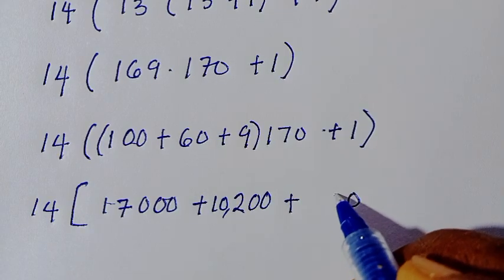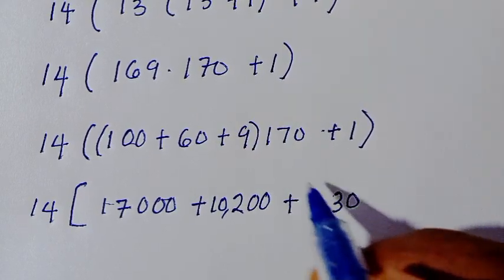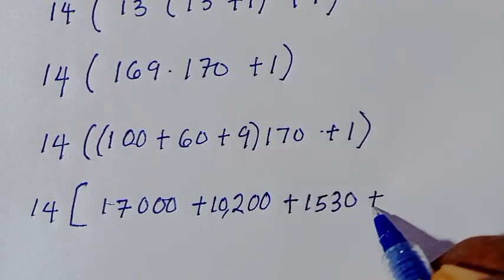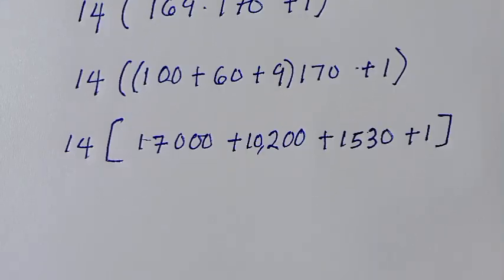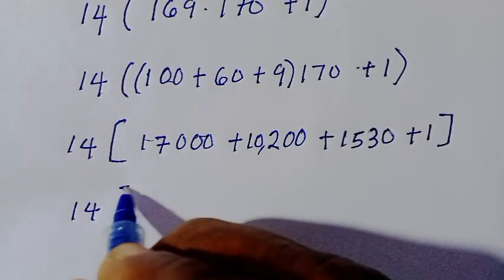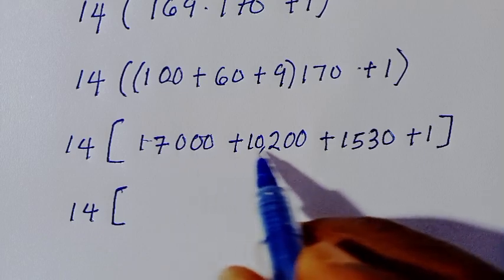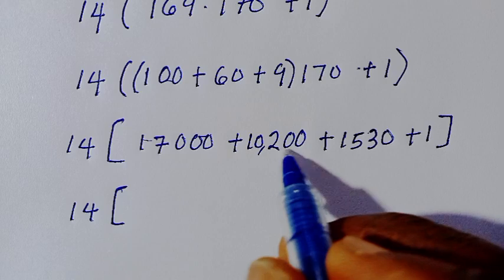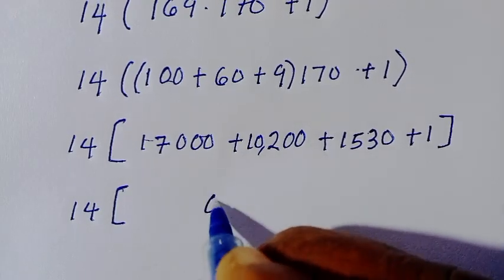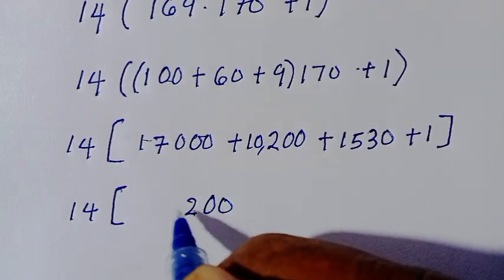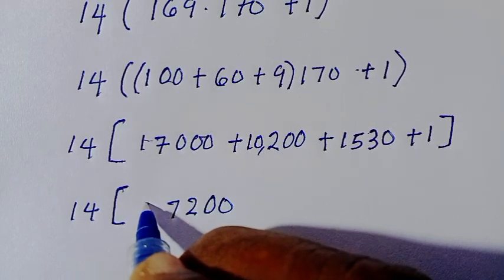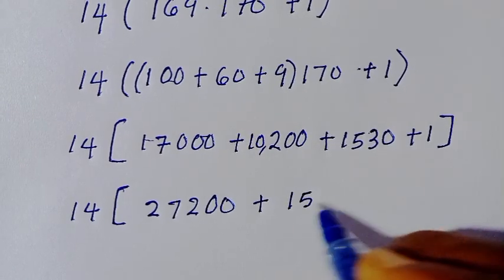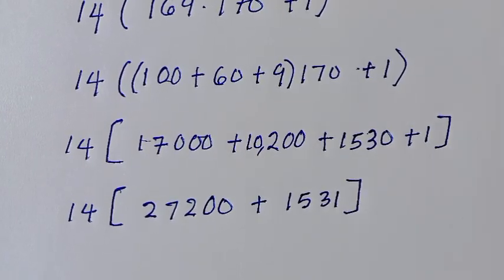9 times 7 is 63. We have 3 carry 6. Then 9 times 1, that is 9, plus 6. We have 15, then plus 1. Next we have 14. So when we add all this together, 17,000 plus 10,200, we have this as 0, 0. Here is 2, 7, and here is 2. Plus this, that is 1531.